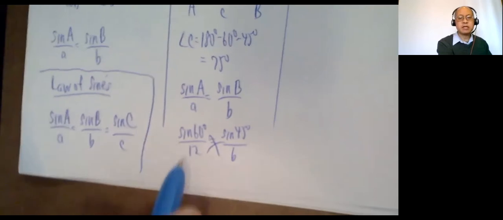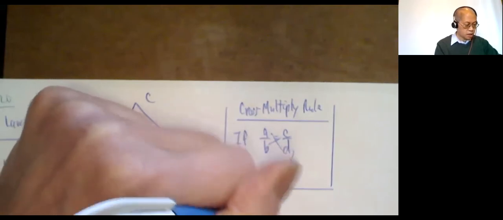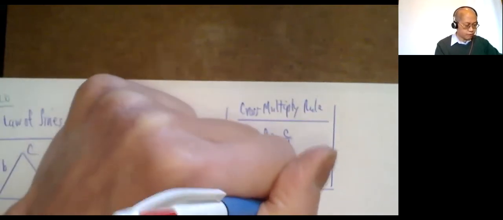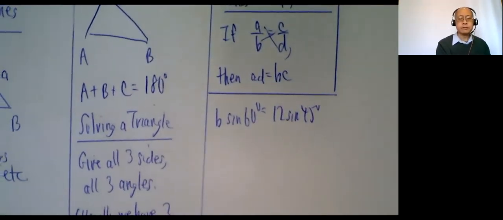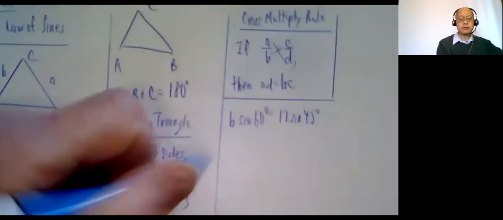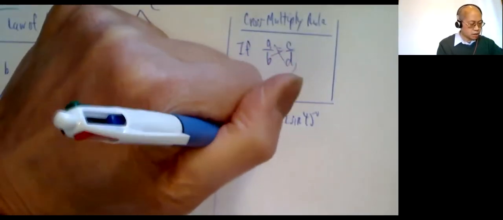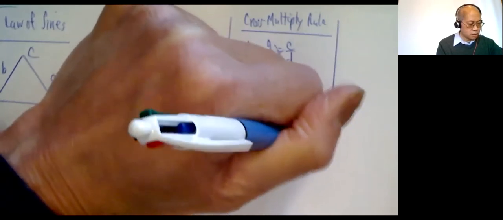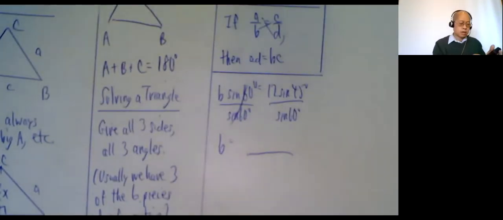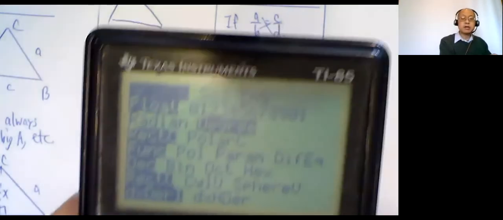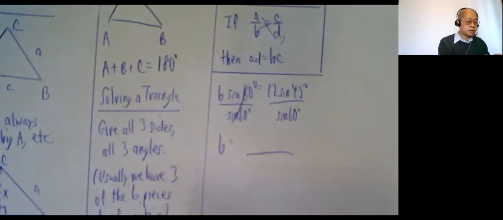b sine of 60 degrees equals 12 sine of 45 degrees. Okay, I'm solving for b, so divide both sides by sine of 60 degrees. Sine of 60 degrees cancels. And here we go. Answer to 1 decimal place. All right, so make sure you are in the correct mode. So quick double check, I'm in degree mode, as you can see. So if you're in radian mode, change to degrees.